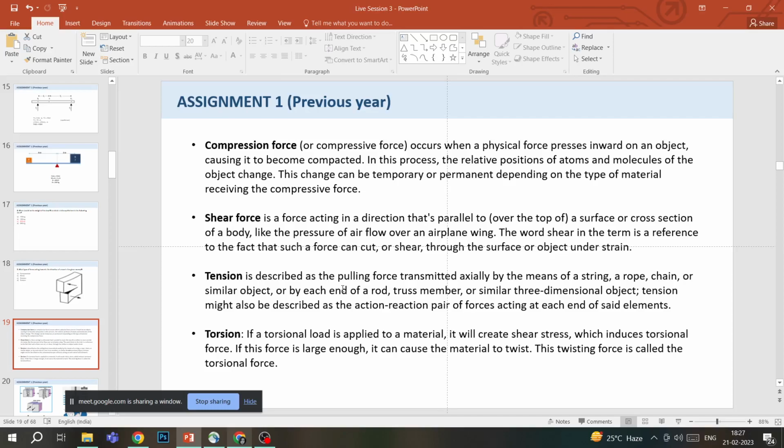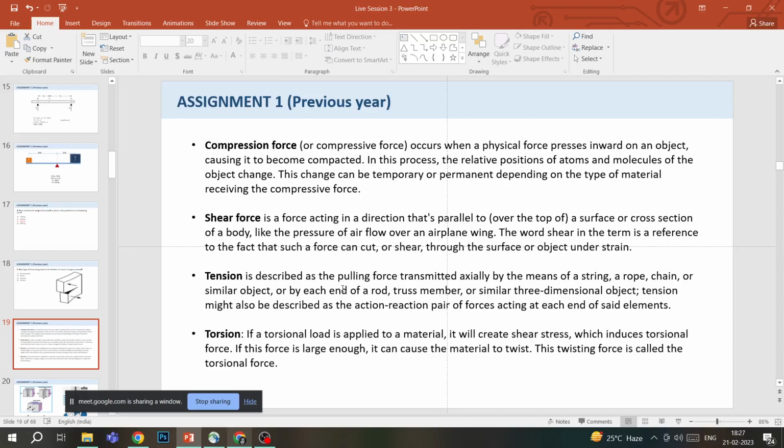So this is shear force when it is acting parallel to the surface. The word shear in the term is a reference to the fact that such a force can cut or shear through the surface of an object under strain. For example, this is an object, and when you put a stress or force on it like this, it can make the object shear. Basically, shearing means dividing in two parts. So it can make the object shear, it can make the object cut, so that's why it's called shear force.